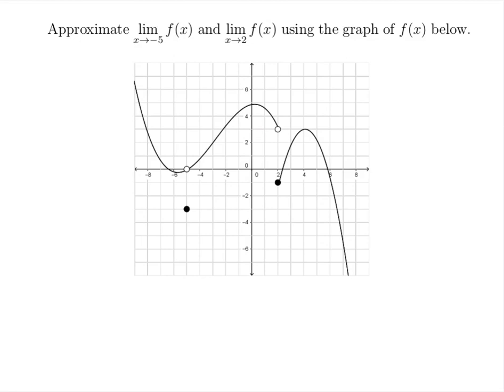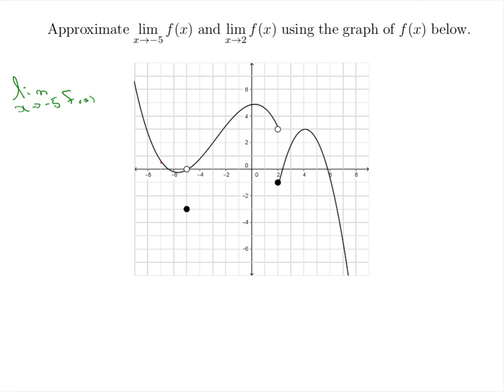Here's some random piecewise function that we came up with, and what I want to do is take a look at two different limits. We'll first take a look at the limit as x approaches -5 of this function, and then we'll take a look at what's going on around 2. So first, let's see if we can figure out what's going on as x approaches -5.